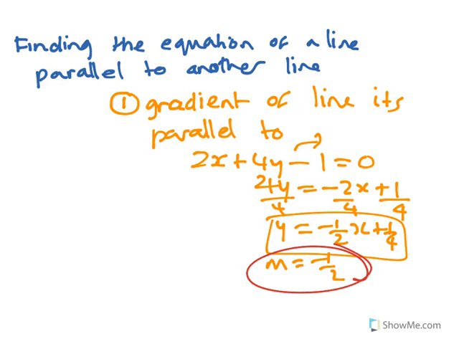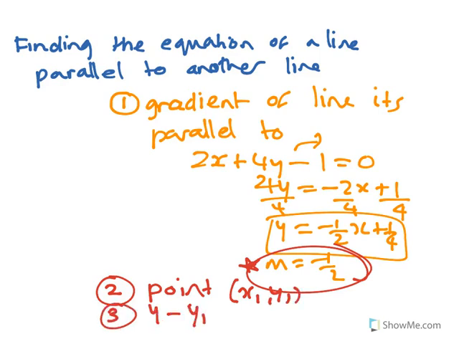So very often if it's parallel to another line, then you can find the gradient of that line, and the one that you want will have the same gradient. Then you need the point, so you've got x1, y1, and once you've got that, you just put it all into this helpful little formula: y minus y1 equals m(x minus x1).